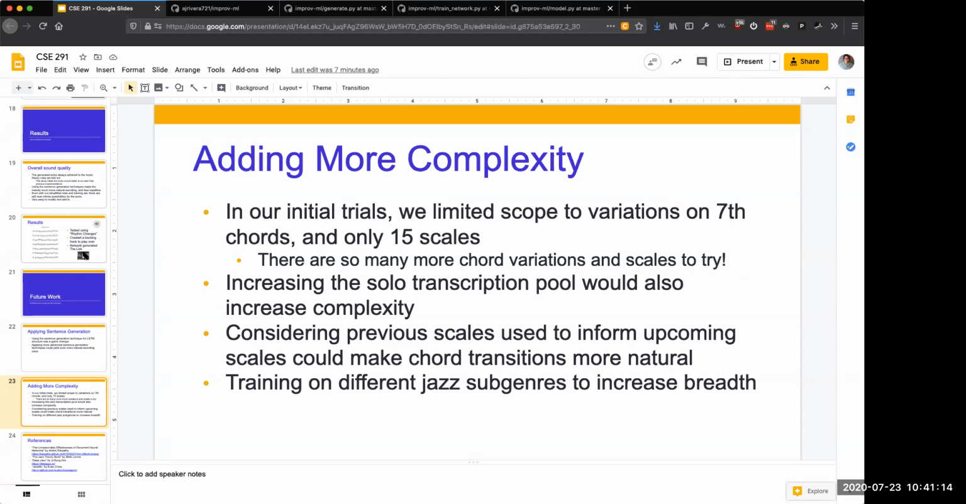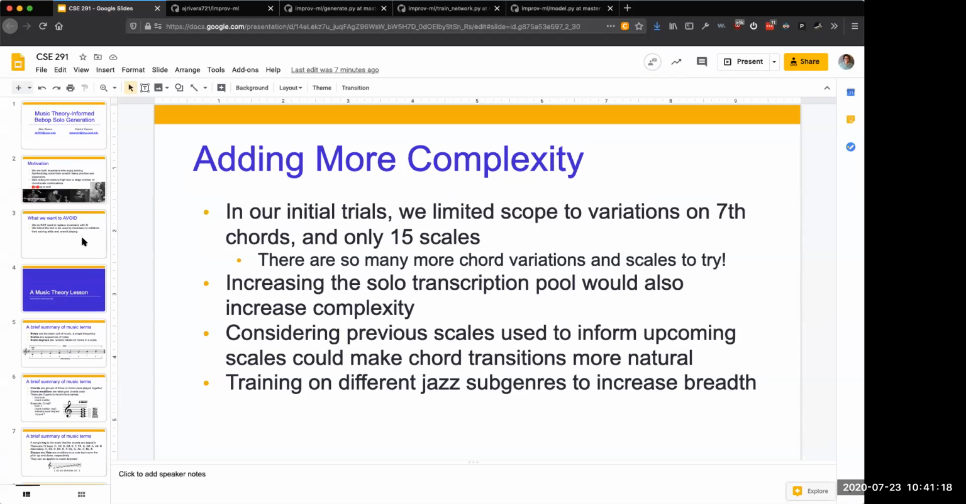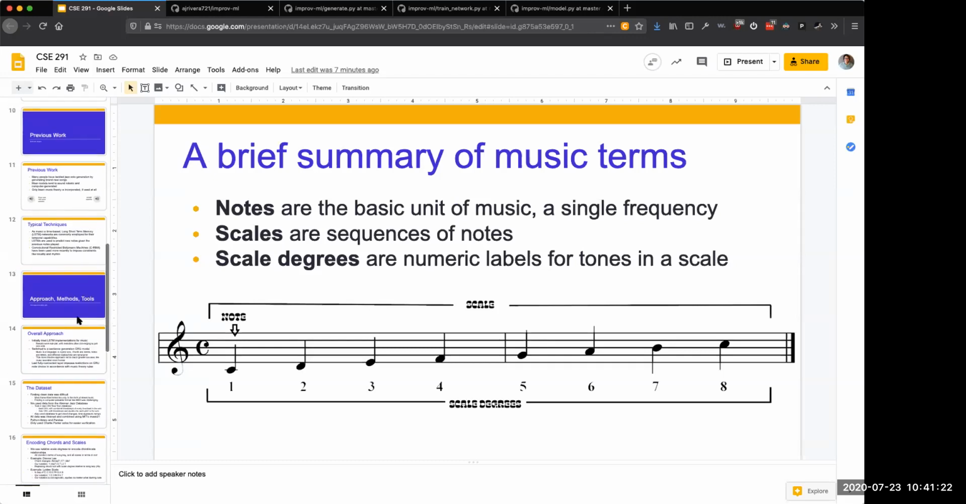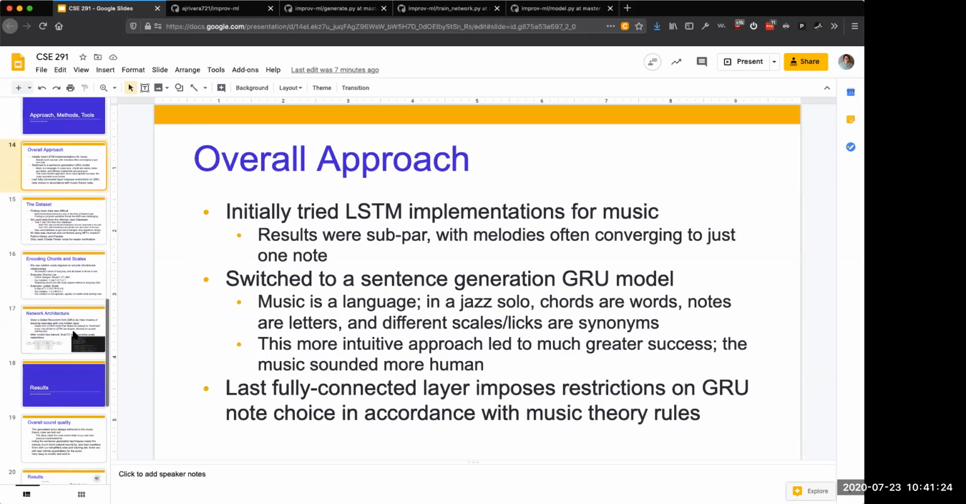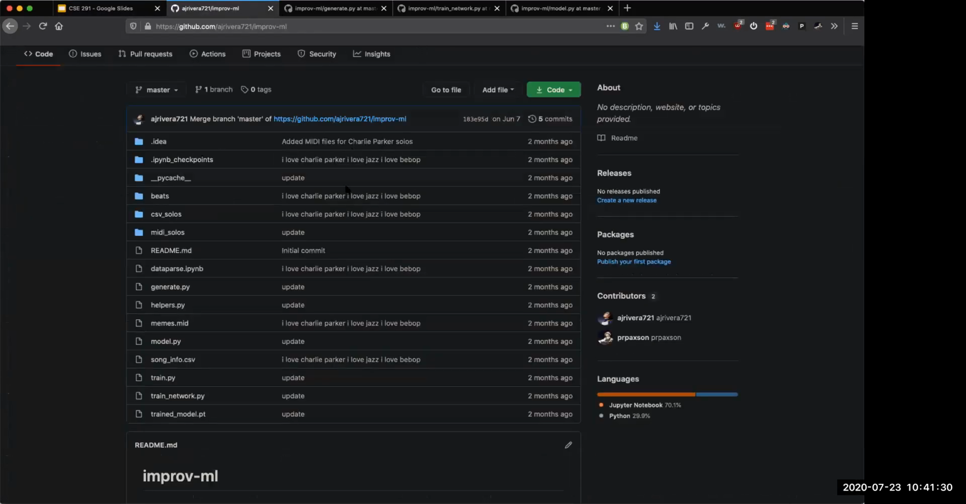And hopefully this gives you a decent overview of what your presentation can look like. You probably don't have to focus as much on the music theory stuff because this is a music class after all. But let's take a quick look at the code as well.